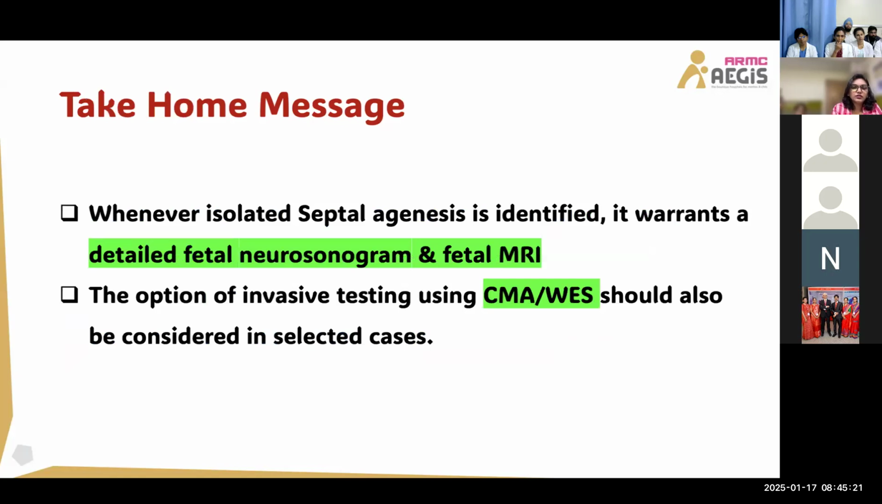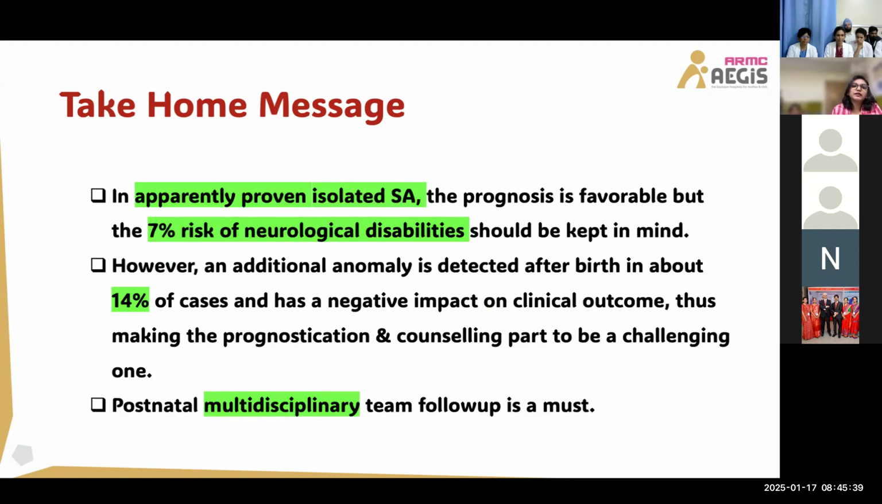So the take-home message here is, whenever isolated septal agenesis is identified, it warrants a detailed fetal neurosonogram with a fetal MRI done by a technical expert. And the option of invasive testing using CMA or WES should also be considered in selective cases. Whereas in apparently proven isolated septal agenesis cases, the prognosis is favorable, but even then the 7% risk of neurological disabilities should be kept in mind, which will have a great impact in prognostication as well as the counseling part.